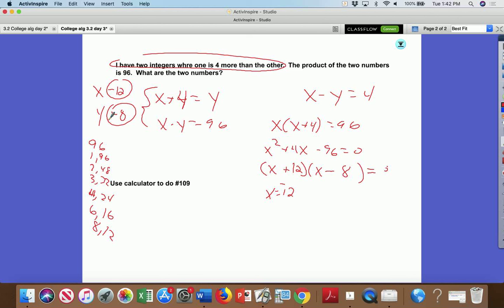So if you did that, it's still not completely right. Because x could be negative 12, which meant that your pair is negative 12 and negative 8. Or x could be 8, that means your other pair could be 8 and positive 12. So there's really two pairs of integers that would work here. So you got to write both pairs down. Okay.